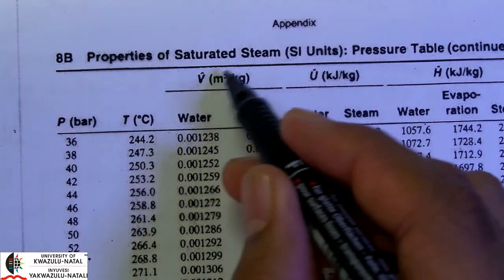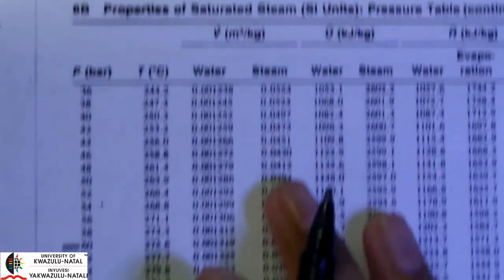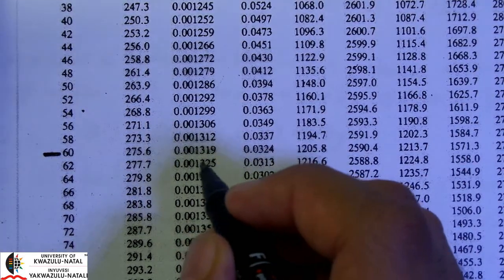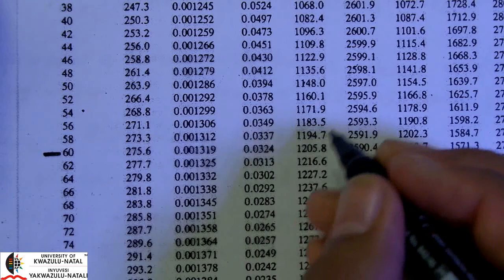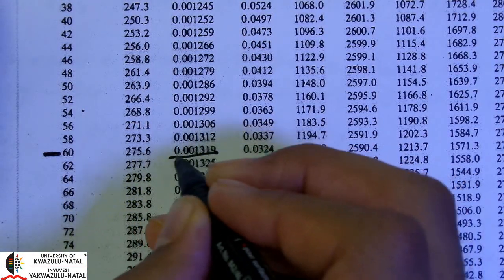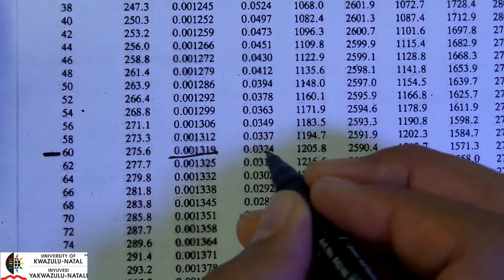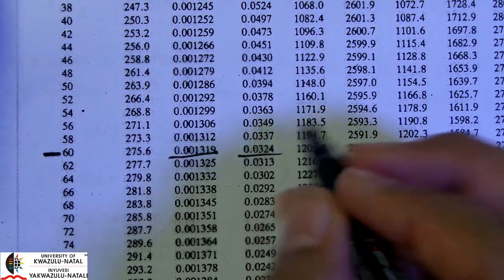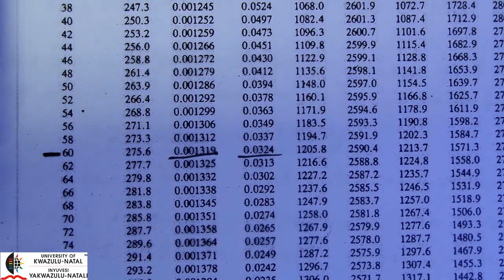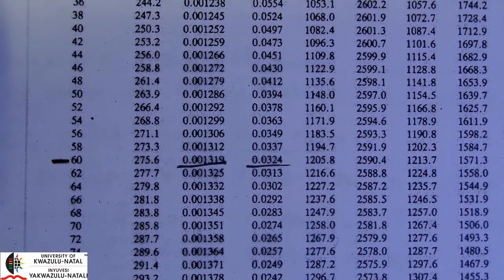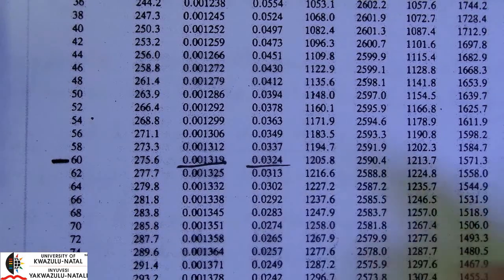Okay, so this is our specific volume for water and steam, and remember that the specific volume that we calculated was 0.03, and currently here we have our VL being 0.0013 and our V for the vapor is 0.0324. So our specific volume seems to be lying between the saturated liquid and saturated vapor region. So we are definitely dealing with wet steam.